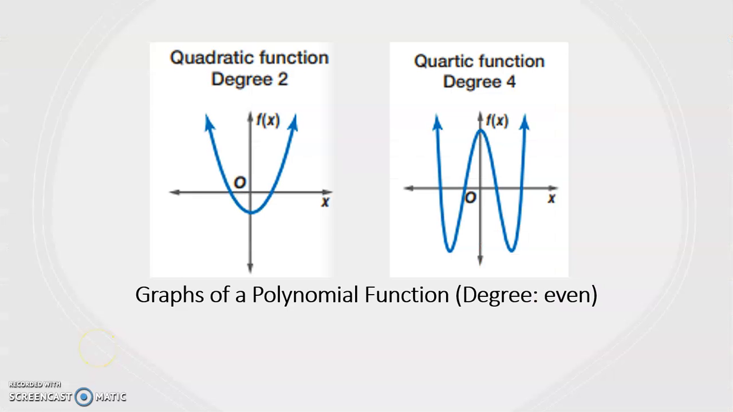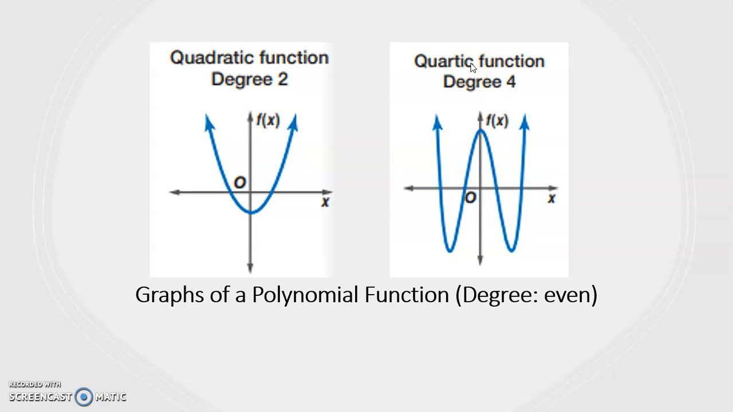So this time, I will group the graphs of the polynomial functions according to their degree. So I have grouped polynomials with even and odd degree, except for 0, of course, because we already know that its graph is always a horizontal line. Now, in this example, we could see that these polynomial functions have a degree of 2 and 4, which are even. So this is called a quadratic function and a quartic function respectively.